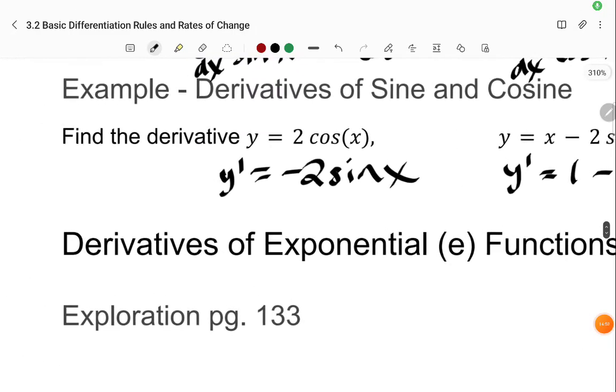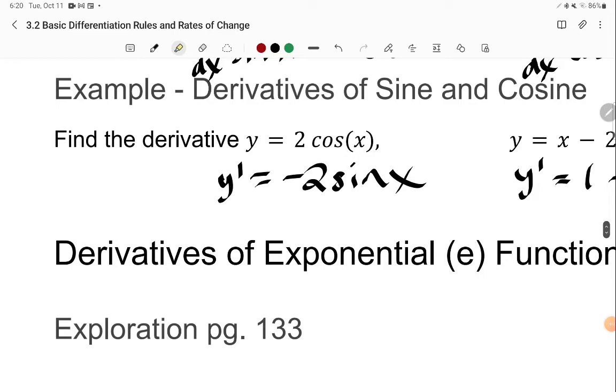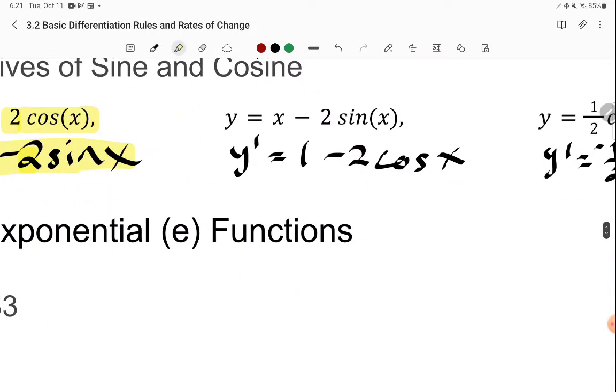Okay, so if we take a look at these, first of all, the derivative of cosine, remember, is negative sine. So right here, this constant stays out front, but then cosine changes into negative sine. So the derivative is going to be negative 2 sine of x. On the next one, find the derivative of each individual term. The derivative of x is just 1, and the derivative of sine is cosine. So the derivative is 1 minus 2 cosine x.